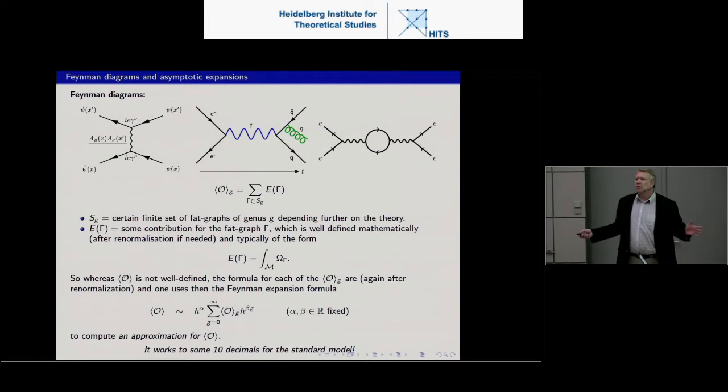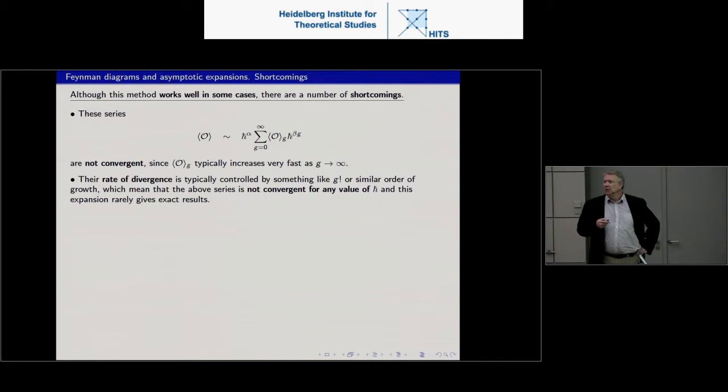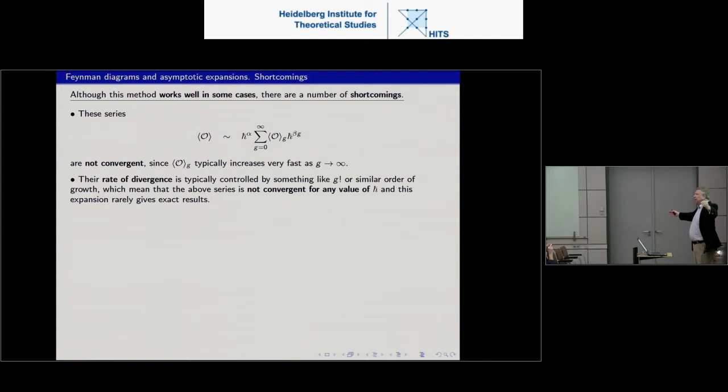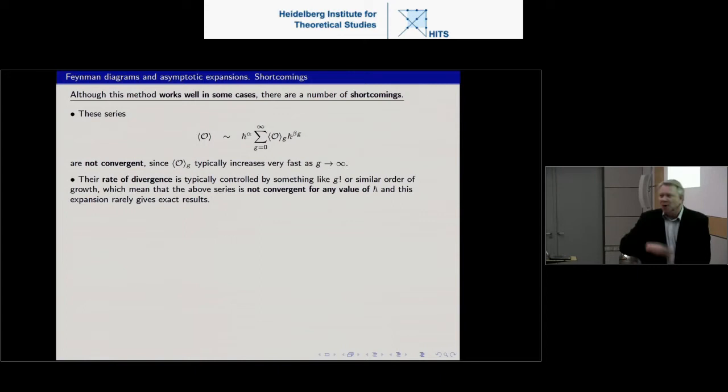However, this method does not always work, and it has severe shortcomings. One of the things is that this series here is not convergent. So typically, when you want to approximate something, you first try to say, okay, it's roughly so much, and then you try to approximate a little finer, and a little finer, and eventually you get very, very close to what you want to approximate. Now, in this case, what happens is that you get some contribution in the first step, then it gets a little smaller, but then it starts accelerating, it becomes much, much bigger, and it just becomes arbitrarily big.